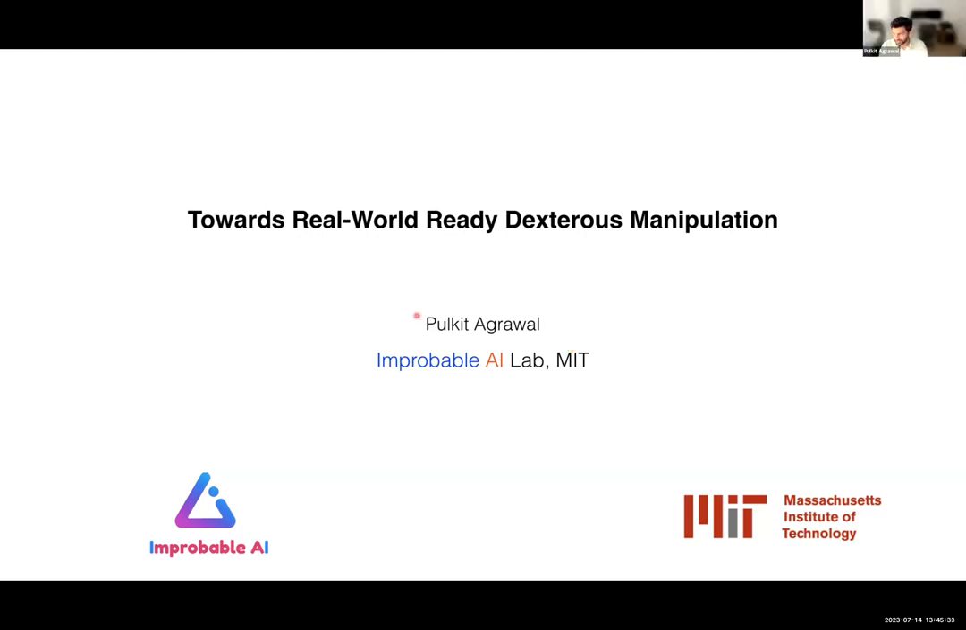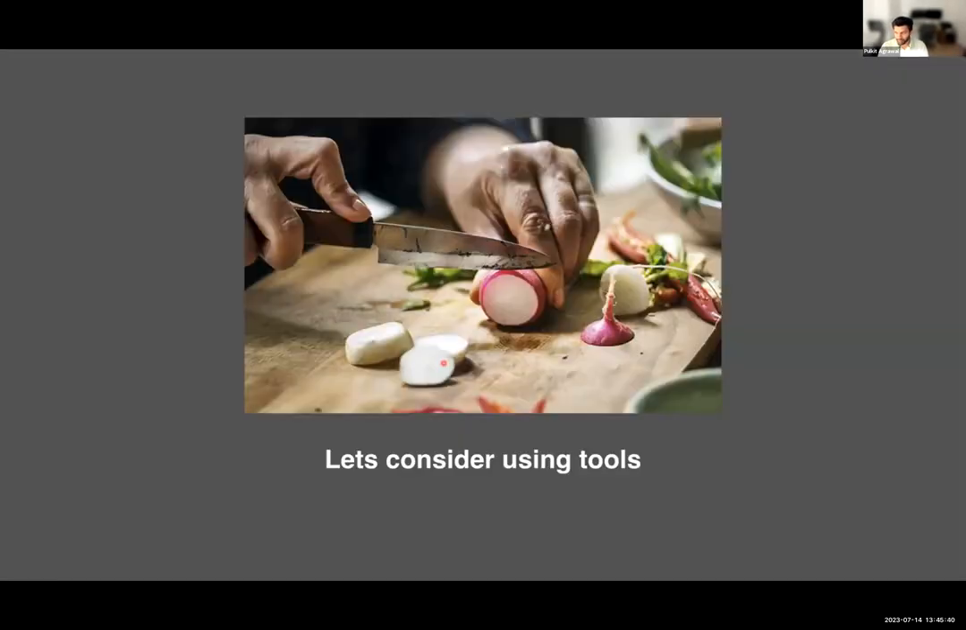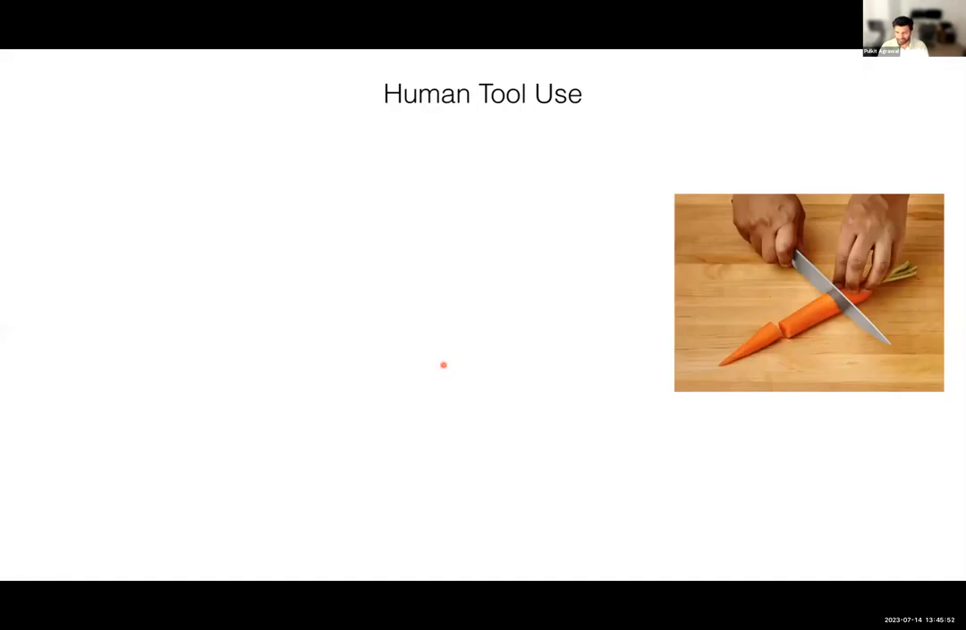So, as we know, the theme of this workshop is dexterous manipulation. Let's consider a problem that many of us are interested in, which is using tools. Suppose we want robots to chop vegetables. To do that, we need to hold a knife so that the sharp face of the knife faces the vegetable. That is the only way we're going to be able to cut vegetables.